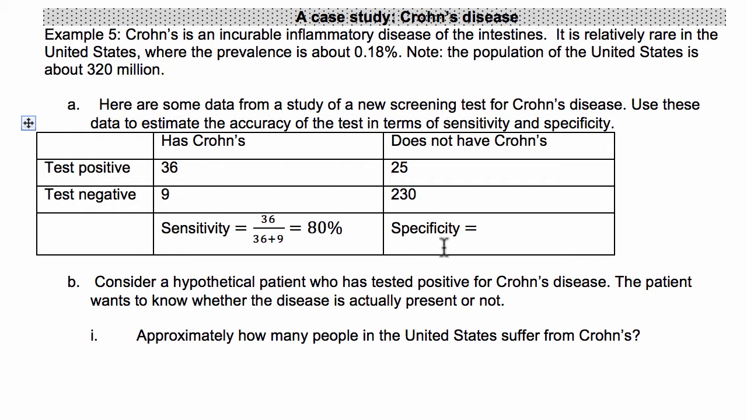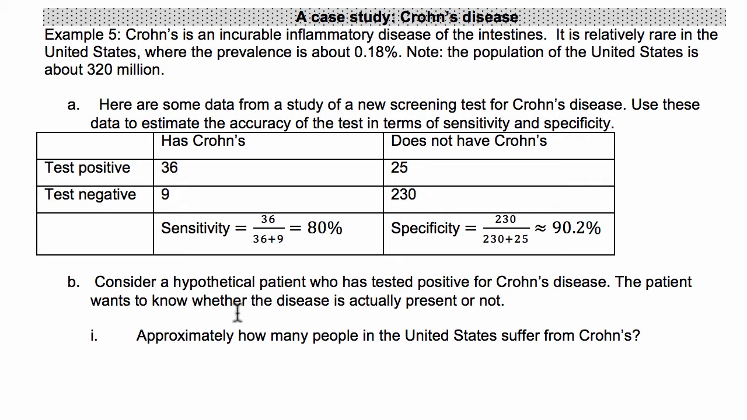Using this data, we calculate specificity for this test to be 230 divided by the quantity 230 plus 25, or approximately 90.2%. Part B. Consider a hypothetical patient who has tested positive for Crohn's disease. The patient wants to know whether the disease is actually present or not. This patient wants to know approximately how many people in the United States suffer from Crohn's for his population.